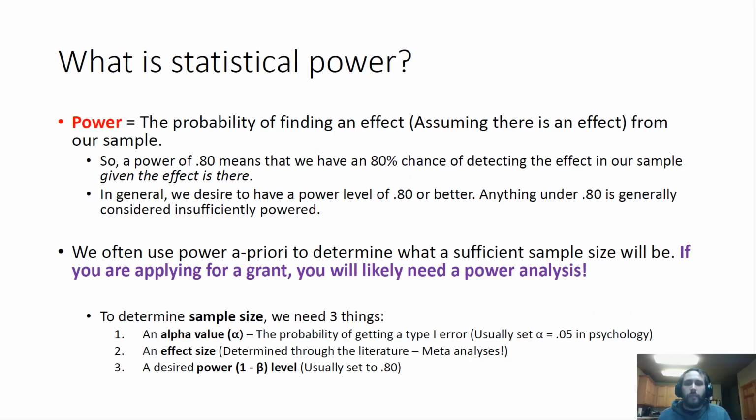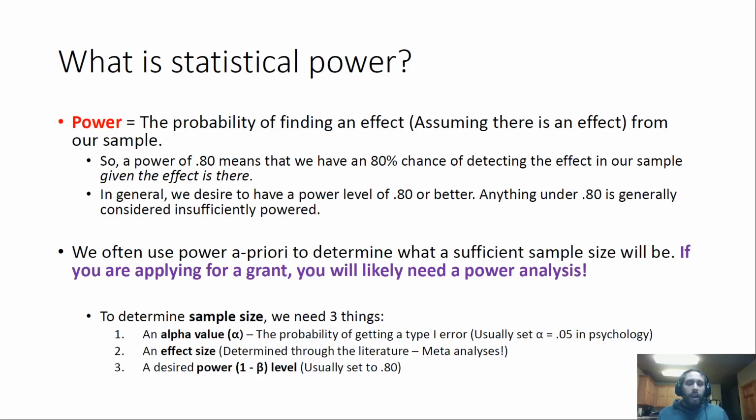But without further ado, let's continue on and talk about what statistical power is. Statistical power is the idea that we're trying to find the probability of finding an effect, given there is an effect, from our sample. So when someone says to you, I have a power of 0.80 in my study, it means that we have an 80% chance of detecting the effect in our sample given the effect is there. And generally, this is kind of equivalent to why p less than 0.05. It's one accepted thing among all of psychology that we desire to have a power level of 0.80 or better. Usually anything under 0.80 as far as power goes is considered insufficiently powered.